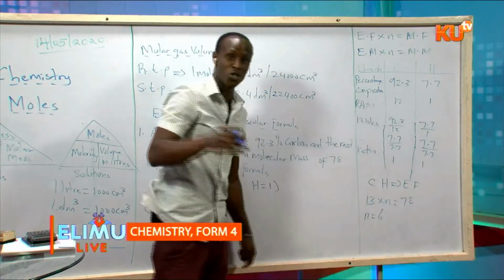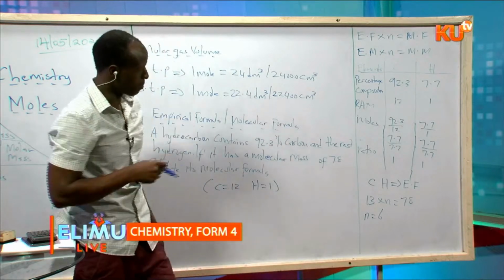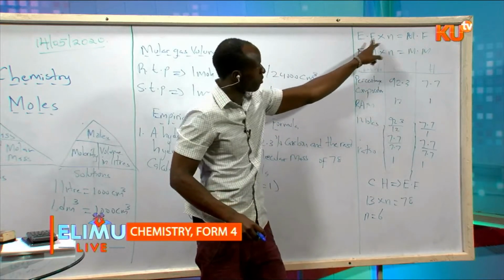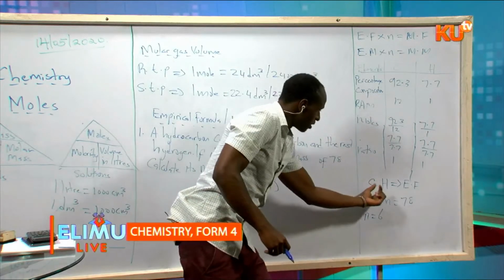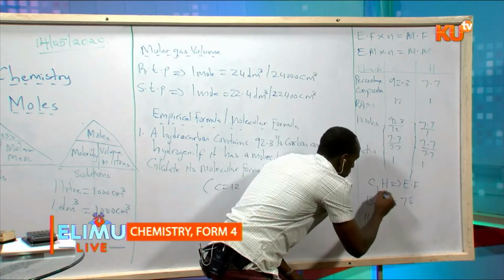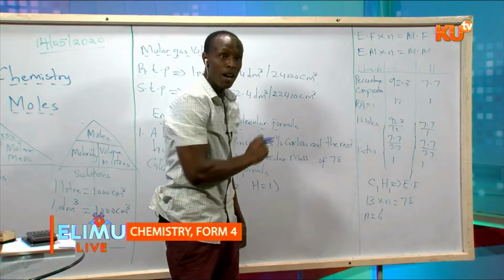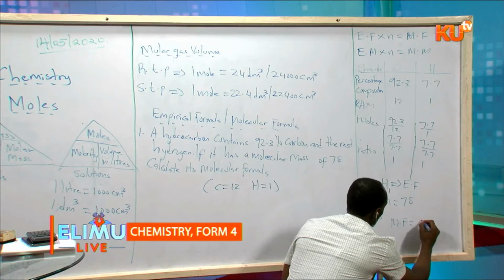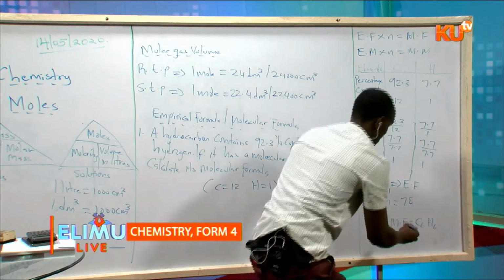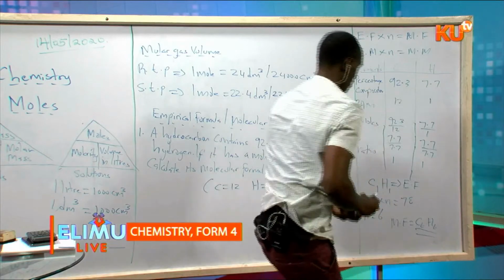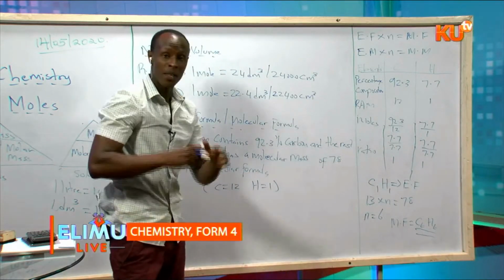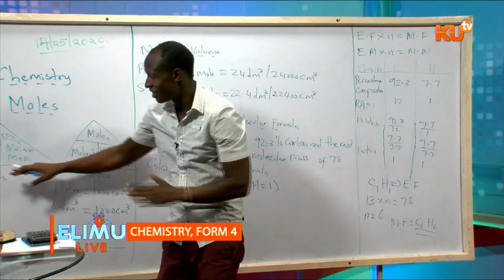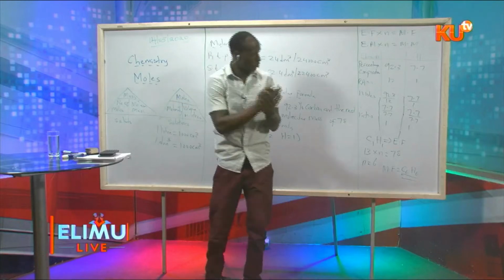So N is 6. You're not interested in N, you're interested in the molecular formula. What is the molecular formula? Empirical formula times N. So it means this is C1, H1, because it was 1. So each number I'll multiply by 6. So your molecular formula will be equal to C6H6. C6H6. It's very simple. It might look like a long process, but if you understand the formula here, it makes it simple.